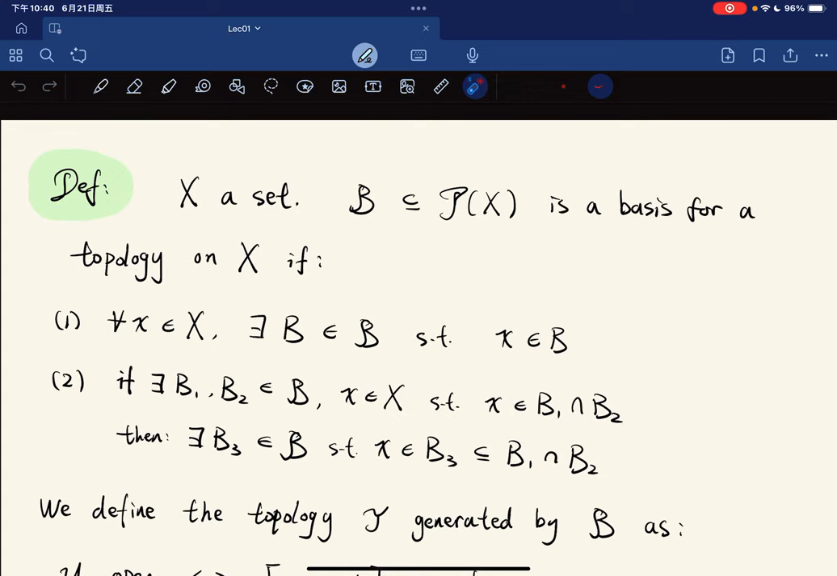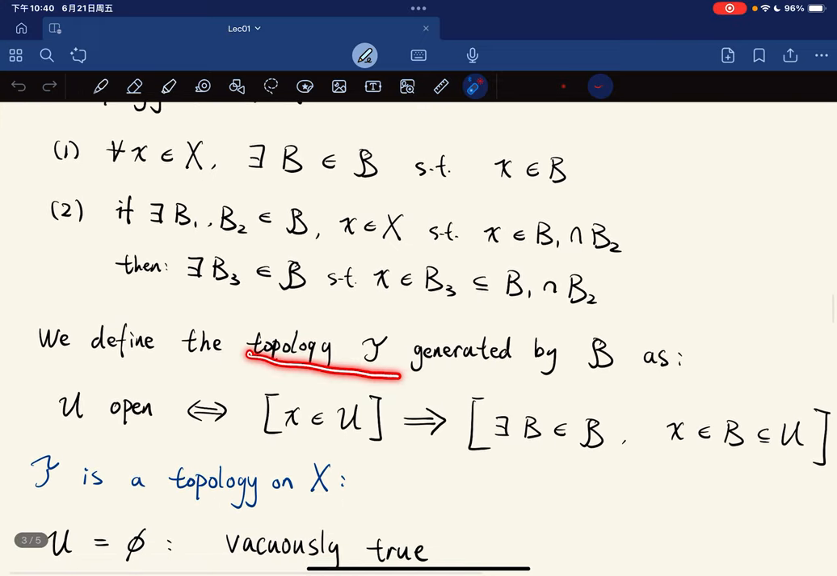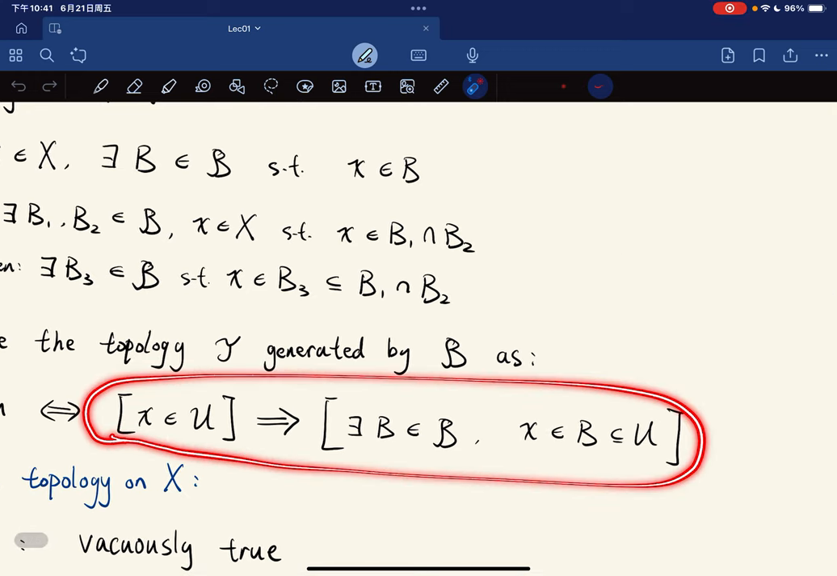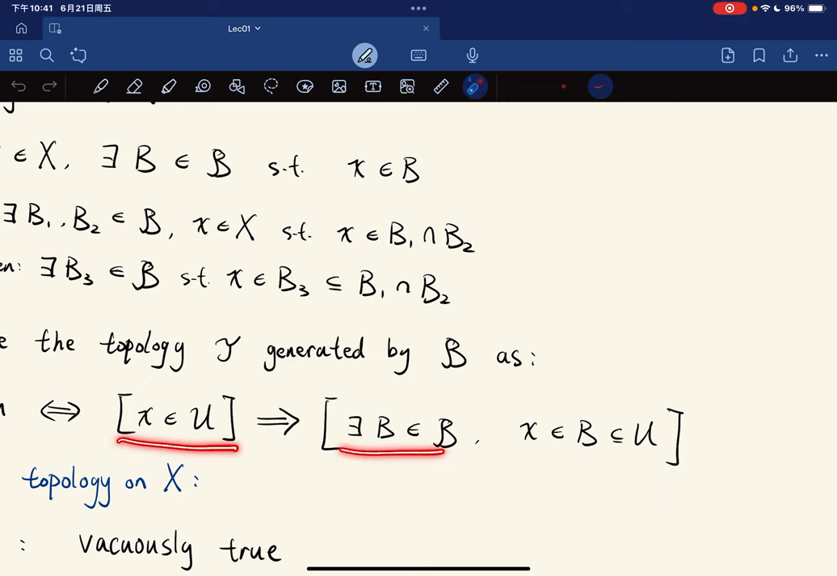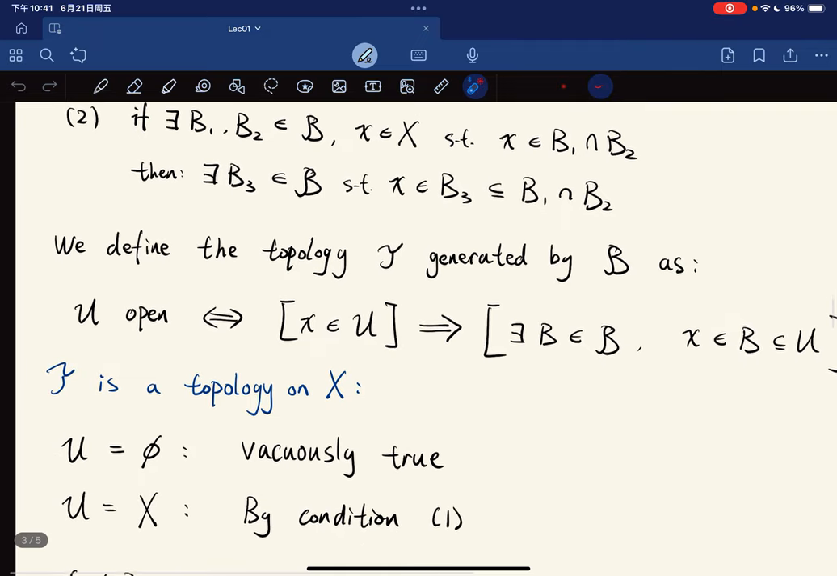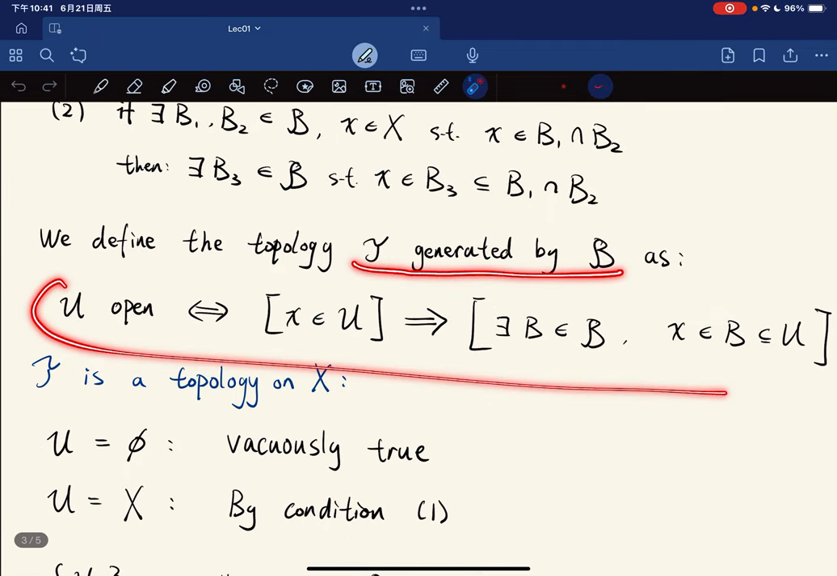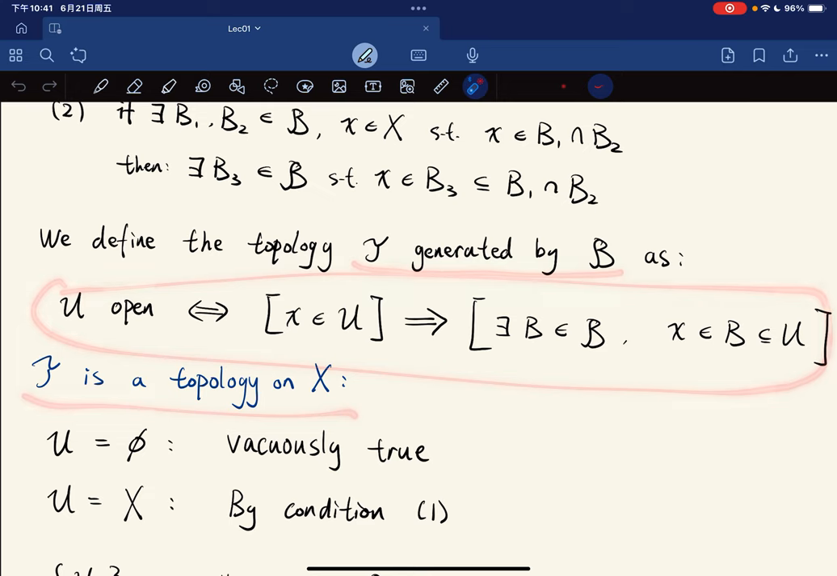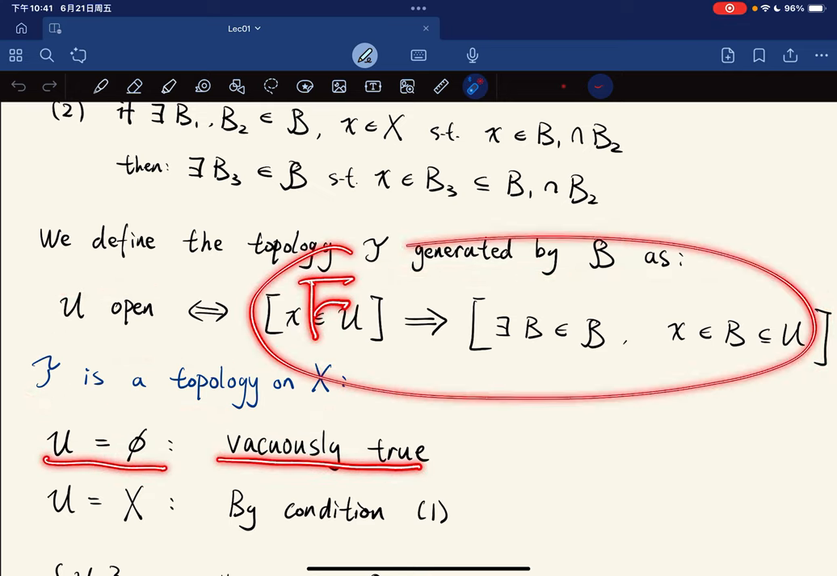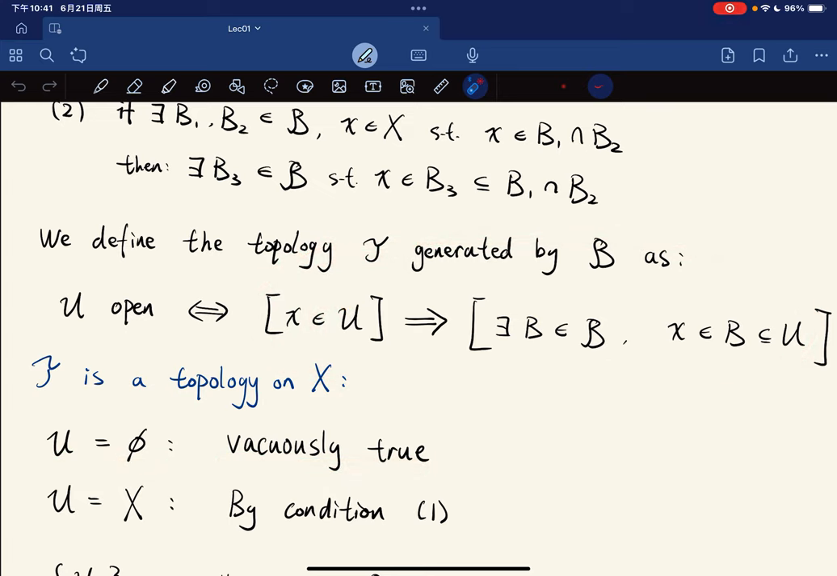And we define the topology T generated by the basis. We specify its open sets such that a set U is open if and only if this implication is true: for x in U, there exists a basis element B such that x is in B and B is contained in U. Okay, so let's verify that the topology generated by B, by this definition, is indeed a topology. First, if U is the empty set, this is vacuously true, because the hypothesis is false, so the entire implication is automatically true.